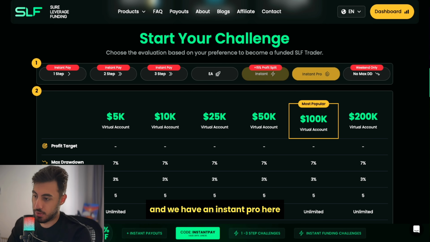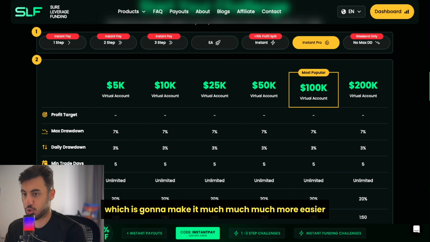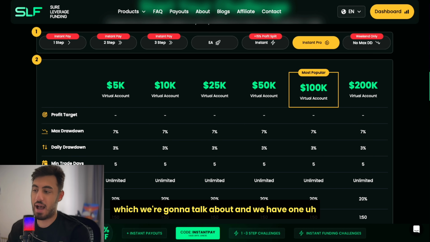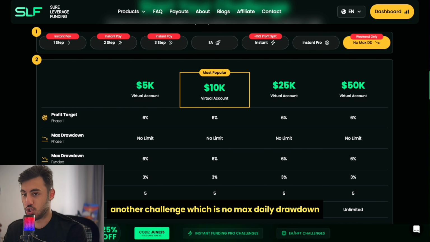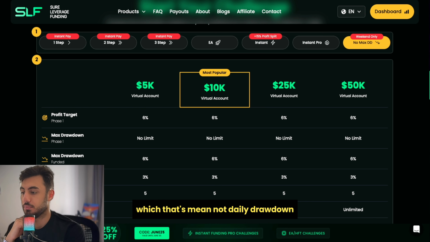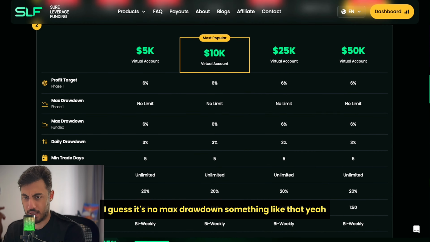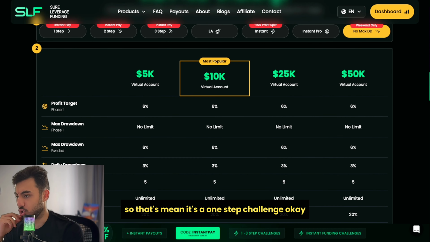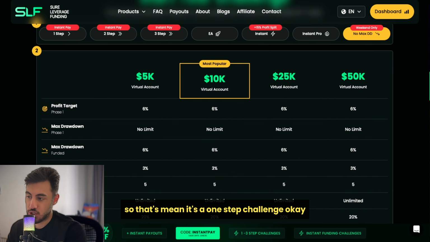And we have an instant pro here that has some slightly different rules, which make it much easier, and we're going to talk about that. And we have another challenge, which is no max daily drawdown, I guess. It's no max drawdown, something like that. Yeah, it's no max drawdown. That means it's a 1 step challenge.